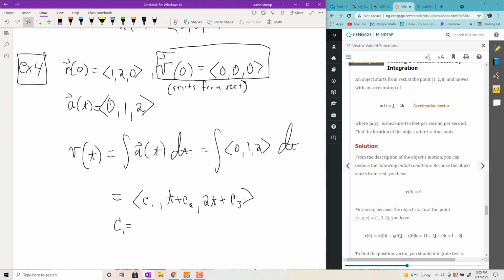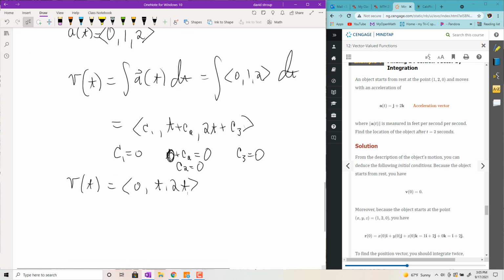So c1 is going to be 0, t plus c2. I need to plug in 0 for t, right? So v of 0 equals 0. So c2 is going to be 0. And then 2 times 0 plus c3 is equal to 0. So c1, c2, c3 are all 0. And so the official velocity vector for this scenario is 0, t, 2t.